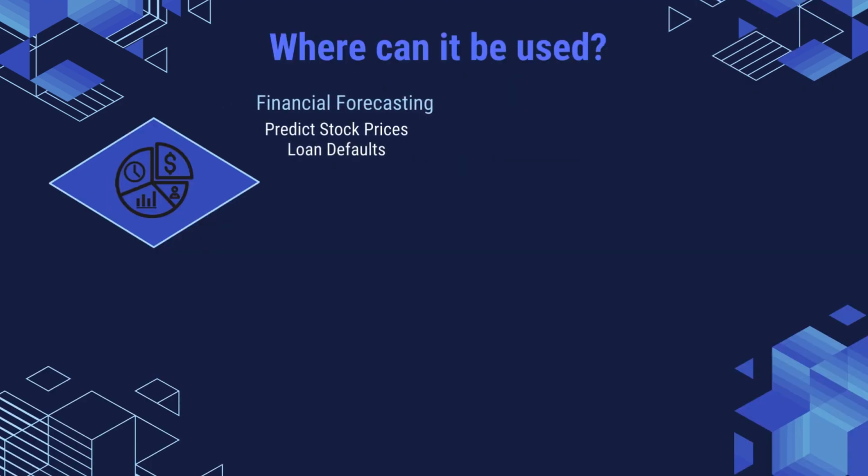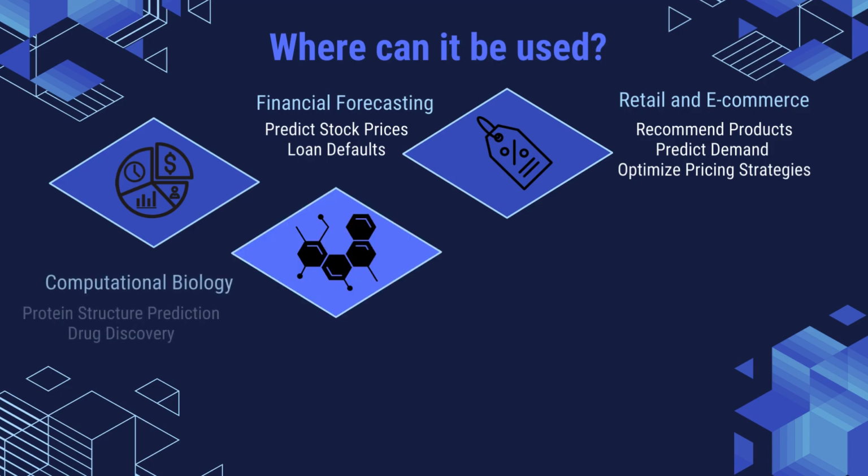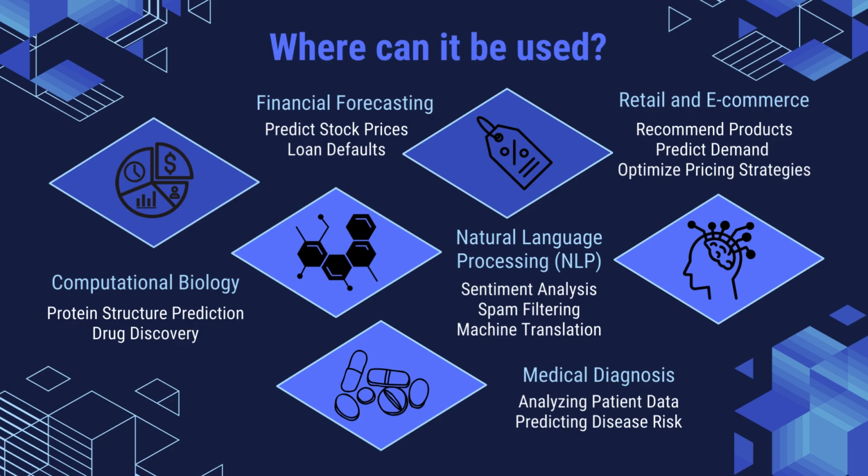In financial forecasting, gradient boosting can be used to predict stock prices and loan defaults. In retail and e-commerce, it can be employed to recommend products to customers, predict demand for items, and optimize pricing strategies. In computational biology, gradient boosting algorithms are used for tasks like protein structure prediction and drug discovery. In natural language processing or NLP, it can be used for sentiment analysis, spam filtering, and machine translation. And lastly, for medical diagnosis, gradient boosting models can assist by analyzing patient data and predicting disease risk.